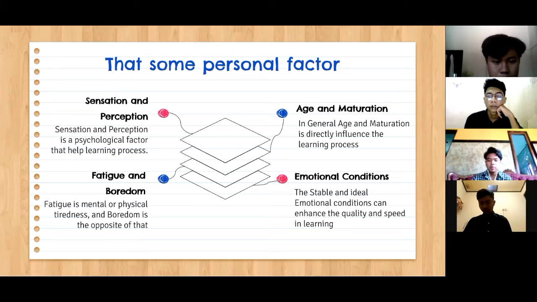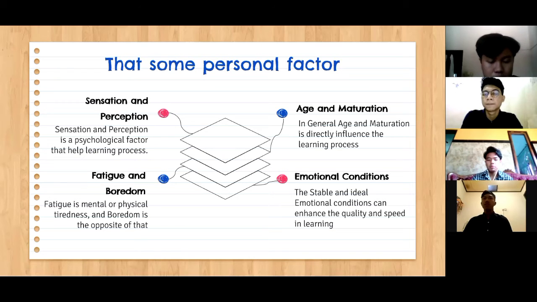Second is fatigue and boredom. These two factors are the main factors that influence people, and this affects every person in this world. Everyone has ever had fatigue and boredom. Fatigue is mental or physical tiredness, and boredom is the opposite of that. Boredom is a moment when you do not really want to do anything, or an aversion. Everything you do, if you do that seldom or not often, it will show boredom to do that again in the future, especially in the learning process.